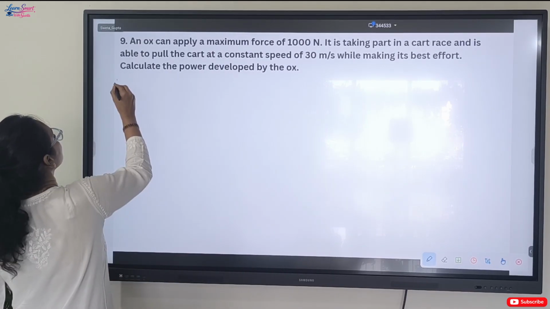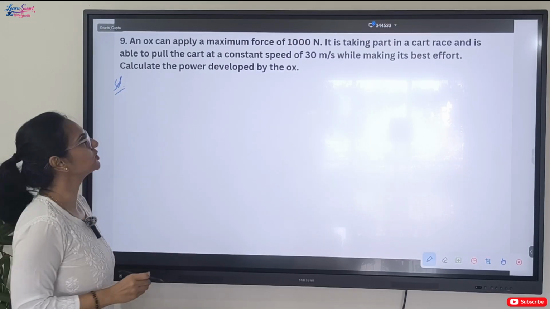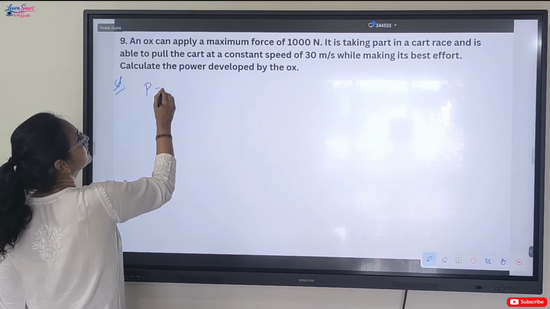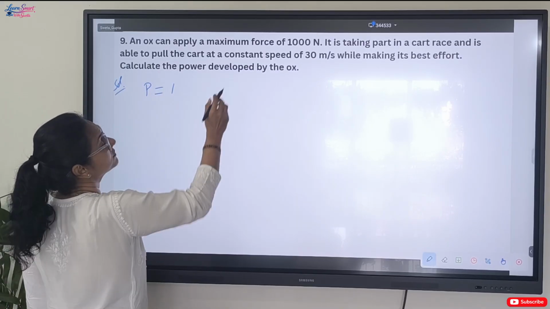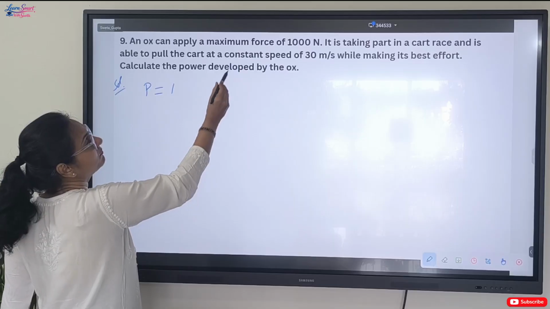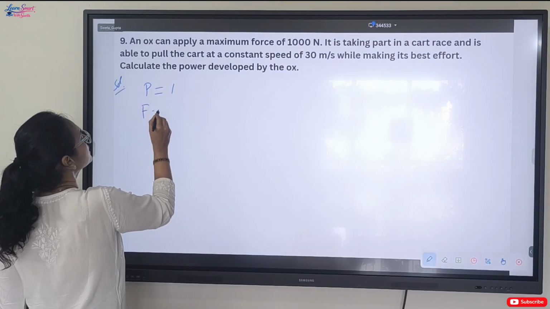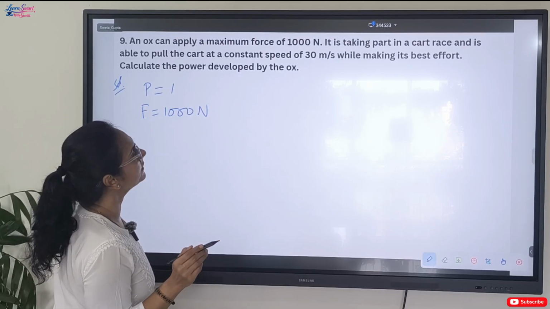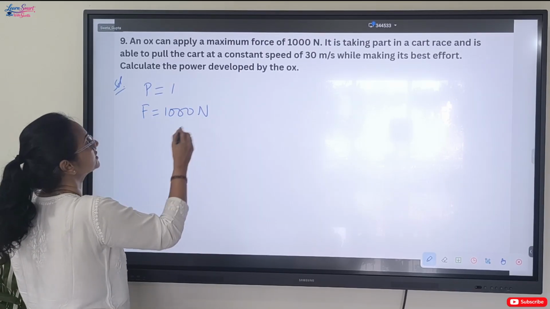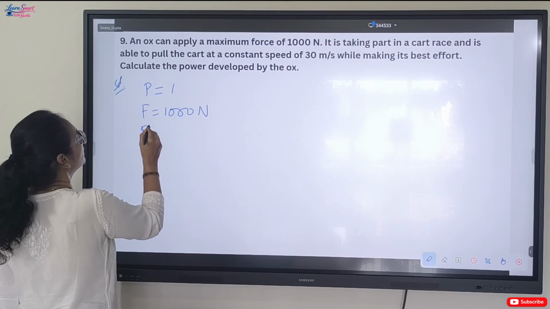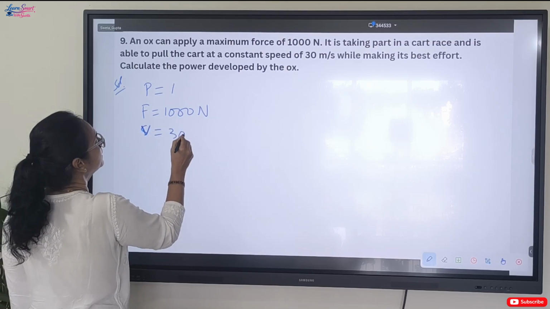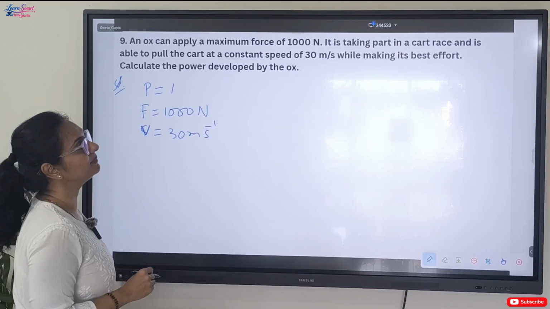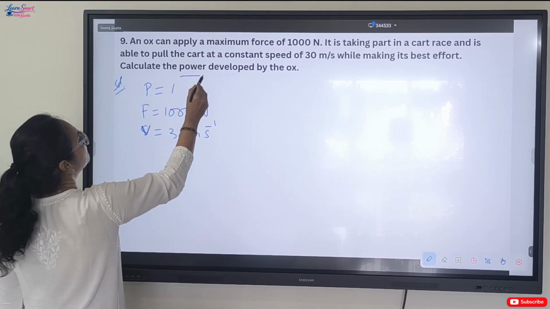Now this question is, look at this question. An ox can apply a maximum power of 1000 watts. So power is given to us. An ox can apply a maximum force of 1000 Newton. So force given to us is 1000 Newton. It is taking part in a cart race and is able to pull the cart at a constant speed. So speed is given to us as 30 meter per second.